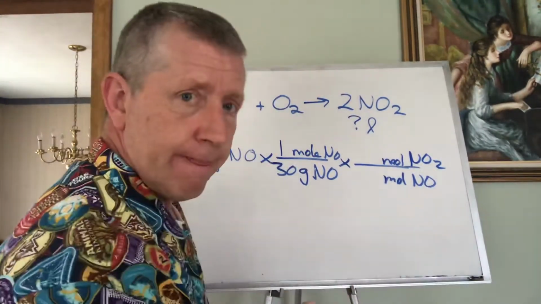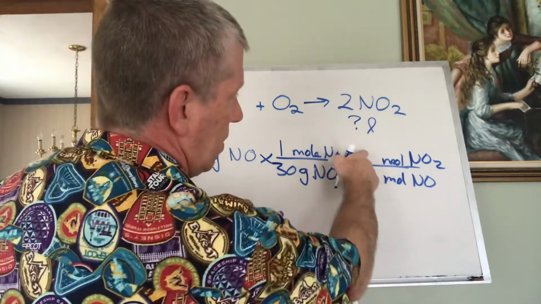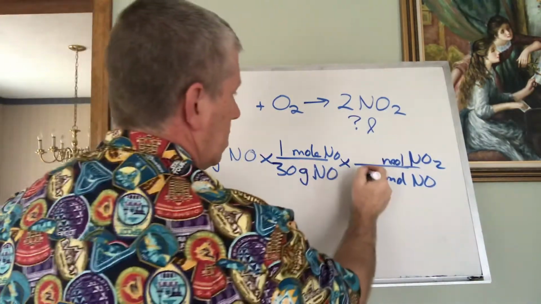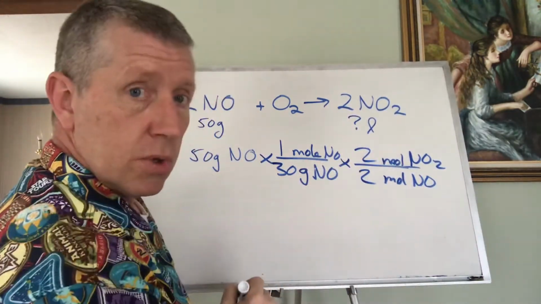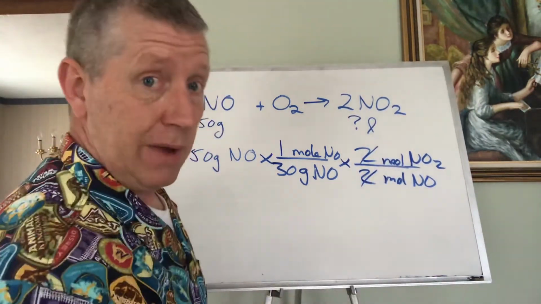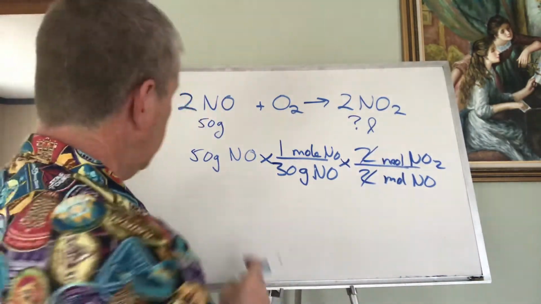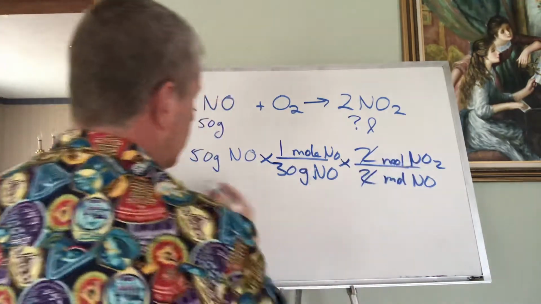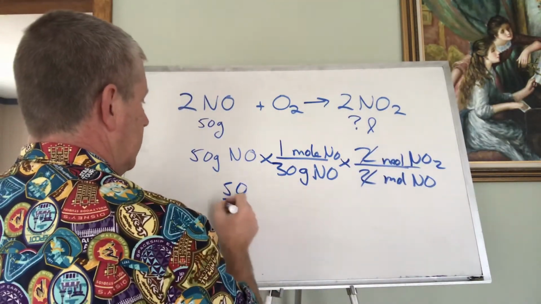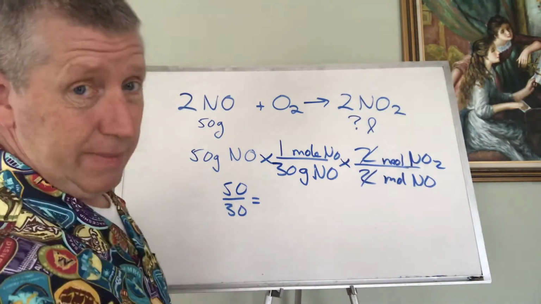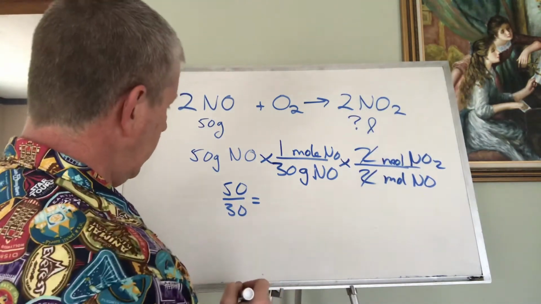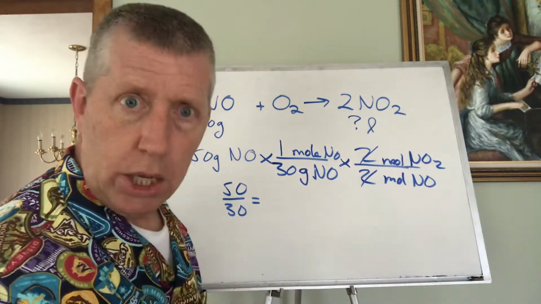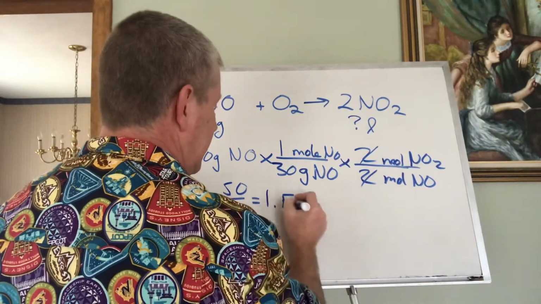NO2. Okay. We all remember that from the mole ratio. The coefficients are my numbers. 2, 2. Sweet. Cancel out. Do the math. 50 divided by 30. So this is 50 on the top, 30 on the bottom. What does that come out to be? 1 point evil.